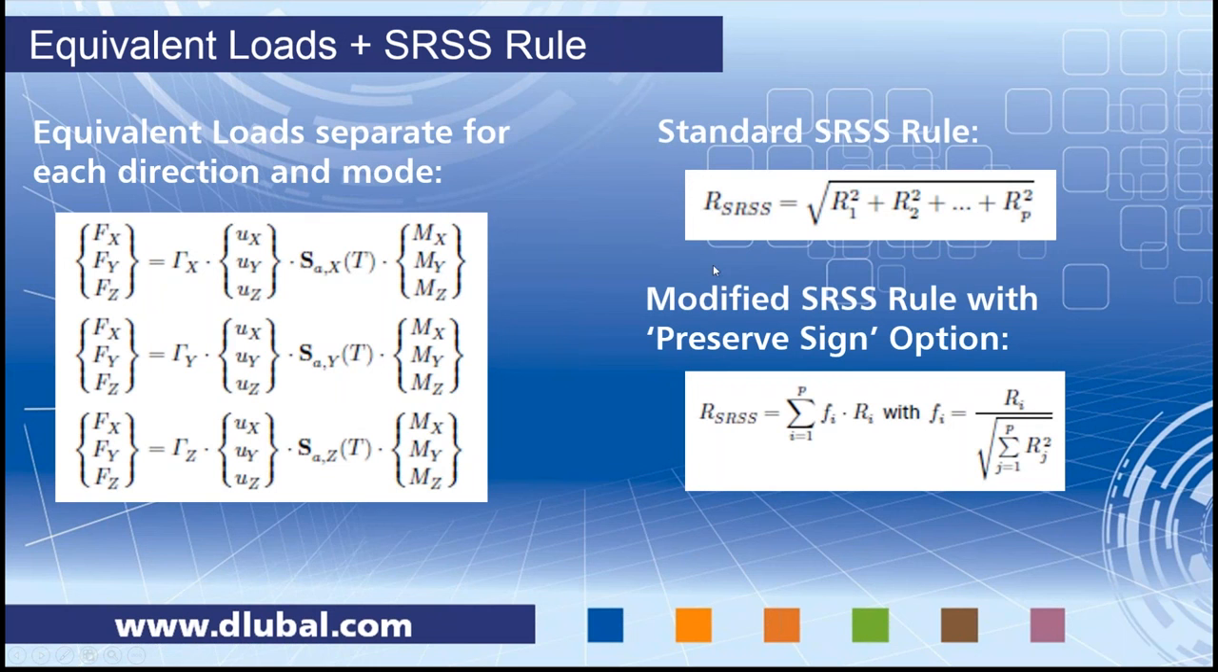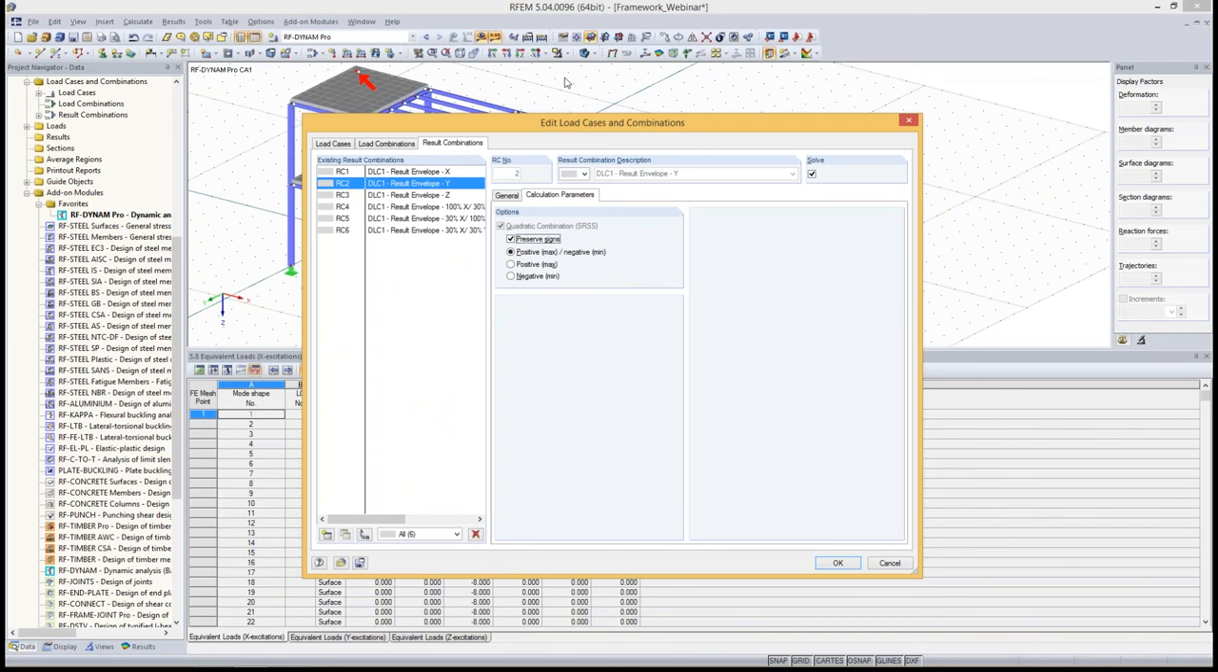And you have here just a small word to the SRSS rule. You have the standard SRSS rule, which would provide you only positive values, so you would lose all your signs. And if you keep the preserve sign option activated, this is a modified SRSS rule which builds result combinations which are consistent in itself. So if a positive normal force belongs to a negative moment, this is kept applying this rule. So it's quite important to keep this rule. And we go back to the RFEM. So this is the default, and I would recommend to keep it activated.